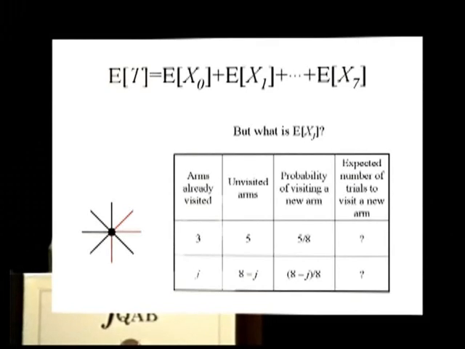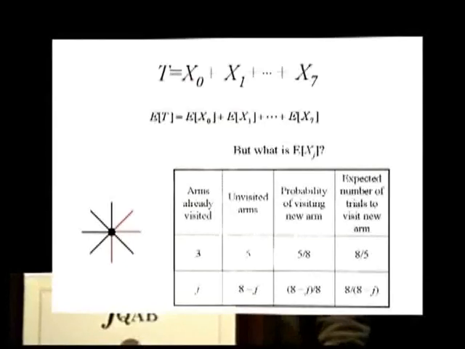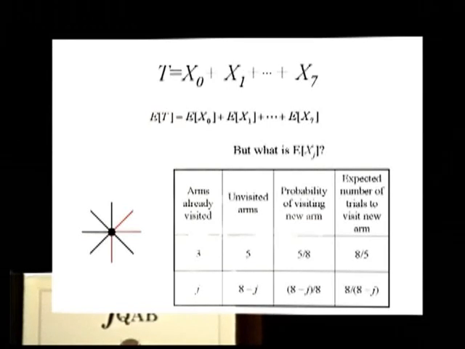What's the expected number? That's the probability. What's the expected number? That's something we have just learned. When we have an event with probability p, the expected number of trials to get the event is 1 over p. So we just reverse this, and we get, in this case, 8 over 5. So more generally, if I visited j arms, I have not visited 8 minus j. So the probability of visiting a new arm is favorable cases divided by total cases. Expected number, just flip them around.